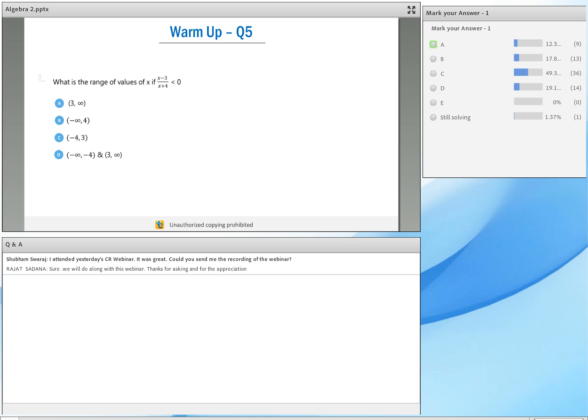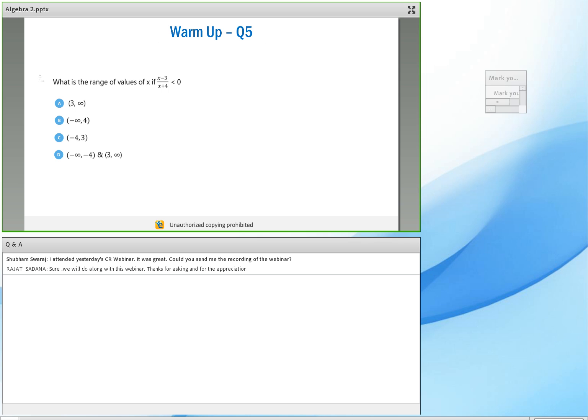For those of you who've joined in the last 5 to 7 minutes, we're doing a few warm-up questions, fairly easy questions. These are questions we expect you to know, so I'm not going through the explanation in as much detail. Once we get through warm-up questions, we still have one more warm-up question.